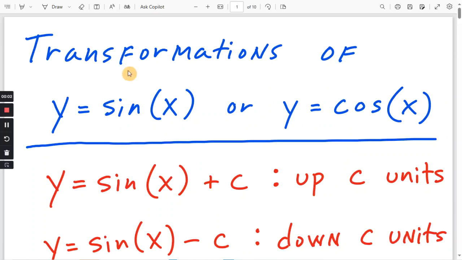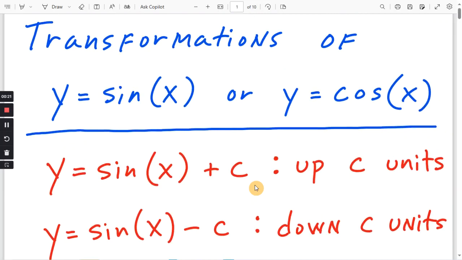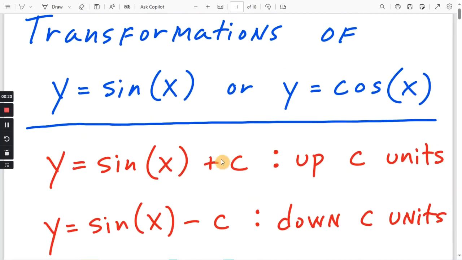All right, this will be the transformations of the graphs for y equals sine of x or y equals cosine of x. Okay, I just use x for the angle instead of the Greek letter theta, just because that's what we're used to when we do the transformations. All right, so it's basically the same thing we've learned in the past.